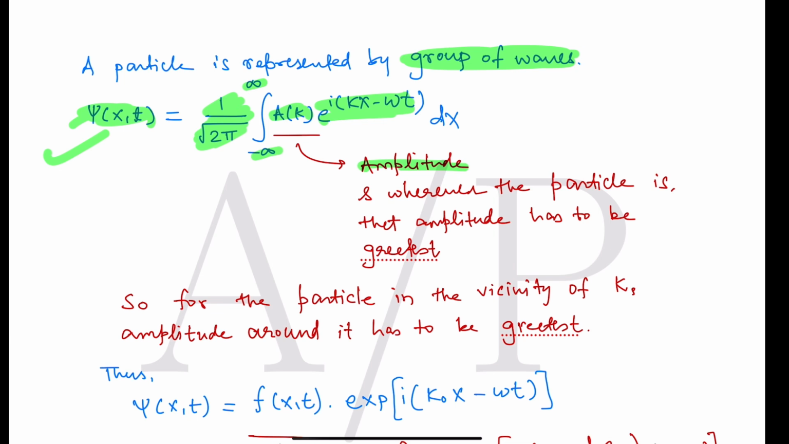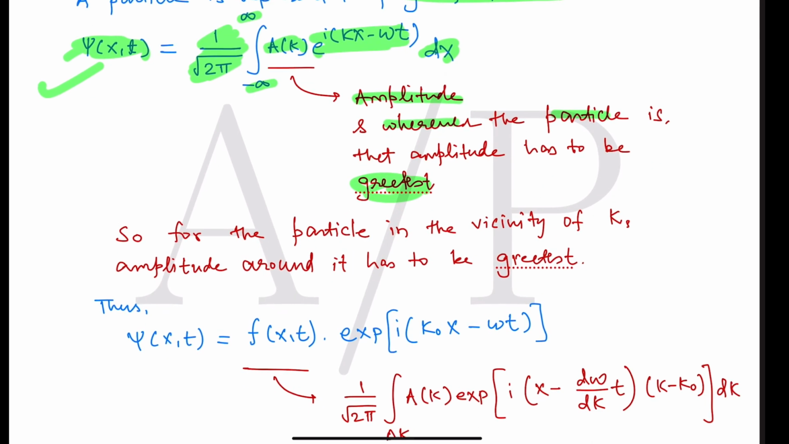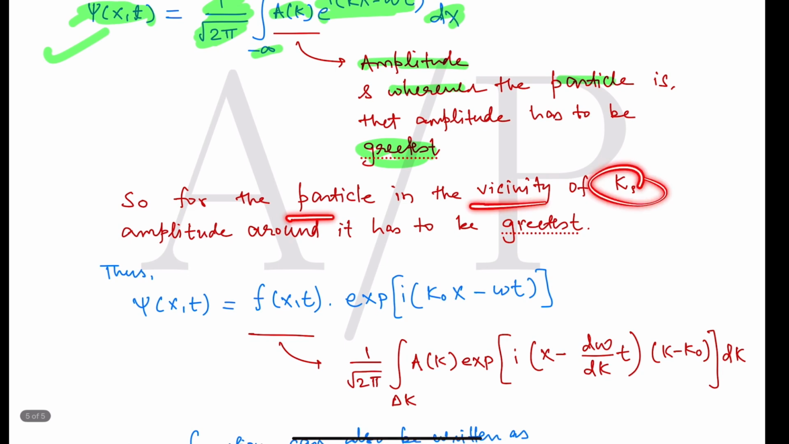is the amplitude, and then there is an exponential term, exp of i(kx minus omega t), dk. Let me tell you very clearly, wherever the particle has the greatest amplitude, there the particle will exist. So wherever the particle is, the amplitude has to be greatest there.